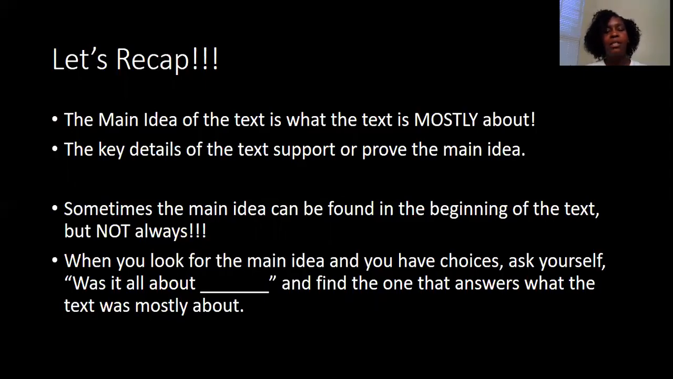And then last, topic versus main idea. Topic is broad, it's the general subject. For example, middle school. And then main idea is what that topic is mostly about. So, for example, if the article about middle school is about how middle school is different from elementary school, that could be your main idea.